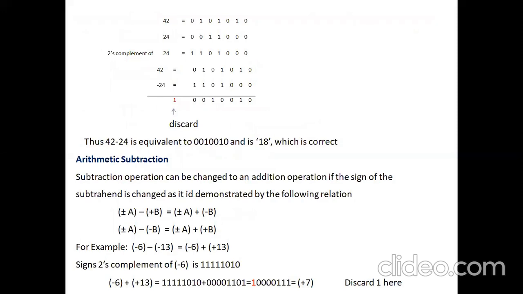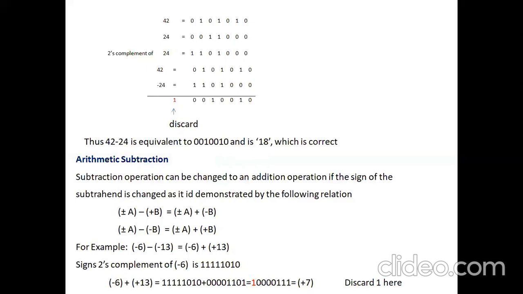So now we are taking the 2's complement of 24 and checking 42 minus 24, and we got 8, which is correct. This is what we have to do. That is okay. And next we are going for the arithmetic subtraction. Arithmetic subtraction means this operation can be changed to an addition operation if the sign of the subtrahend is changed, as demonstrated by the following relation.